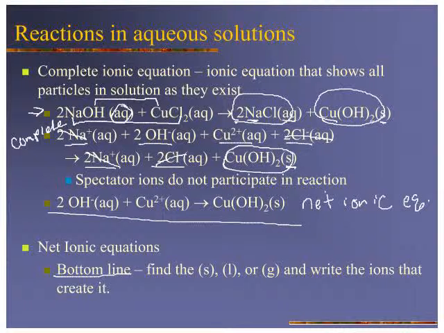So when you're trying to get to net ionic equations quickly, look at your products and figure out what the solid, liquid, or gas is, and then look at what ions made that up. That will help you go from a balanced equation to your net ionic equation quickly.